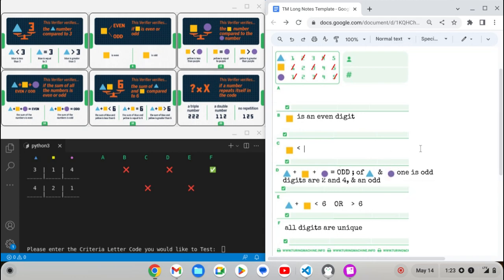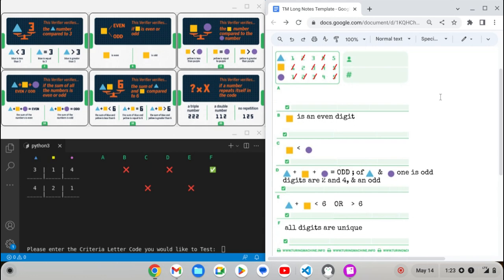And of course what that means is that we know that square has to be 2. So I'm going to cross out the 4. And I'm going to cross out the 2 for circle. And so we have triangle we don't know just yet, but we know that square and circle have to be 2 and 4 based on this last test that we did do.